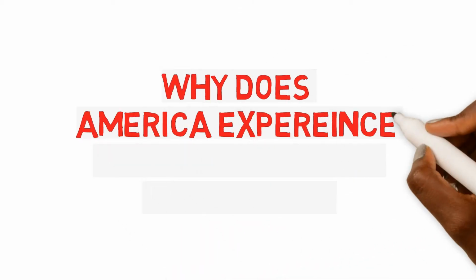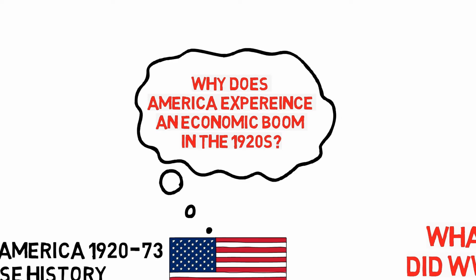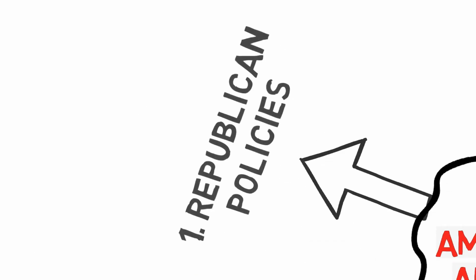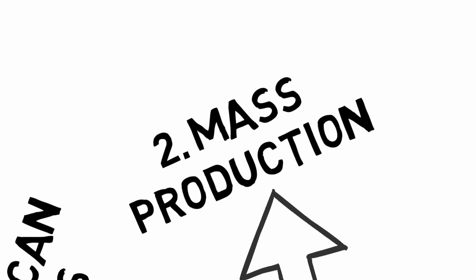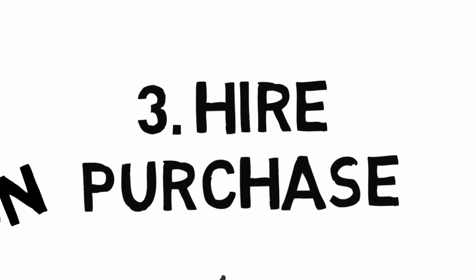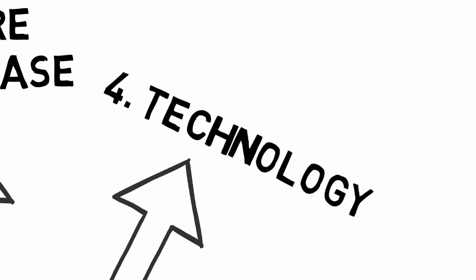So, why does America experience this economic boom in the 1920s? Well, there are 5 main causes or reasons as to why this happens, which we will consider throughout the video. First one is Republican policies. The second one is mass production. The third one is higher purchase. The fourth one is technology. And the fifth one is shares.